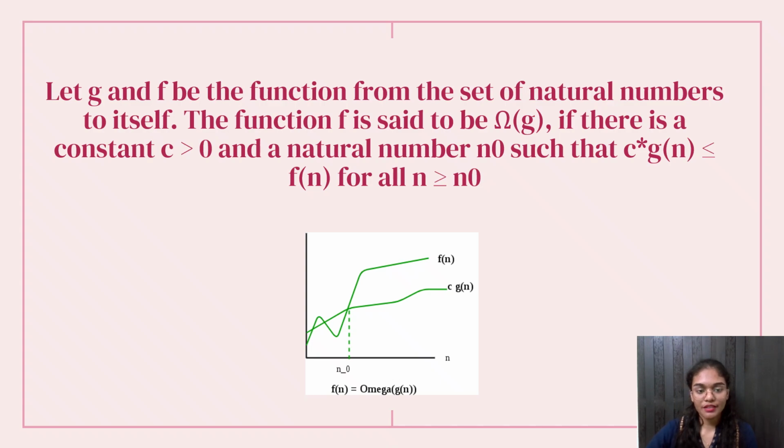Let g and f be functions from the set of natural numbers to itself. The function f is said to be omega of g if there is a constant c greater than 0 and a natural number n naught such that c times g of n is less than or equal to f of n for all n greater than or equal to n naught. In the diagram we can see this as well.